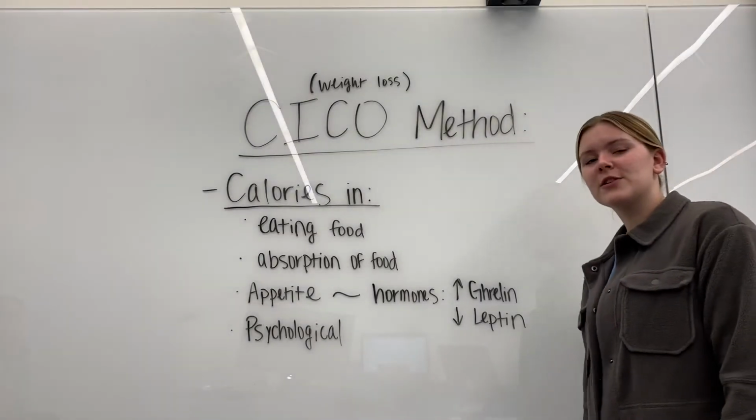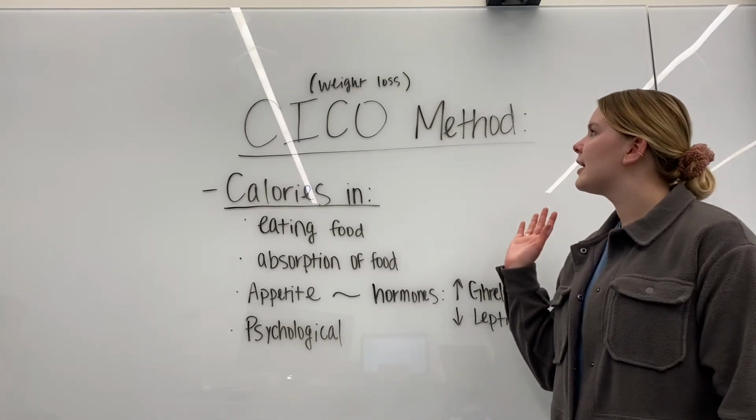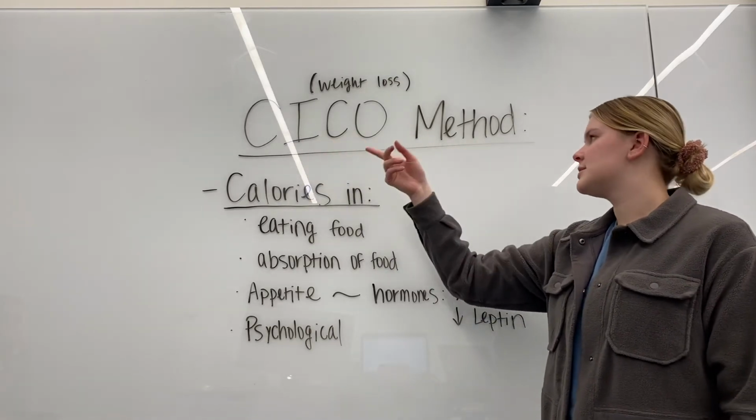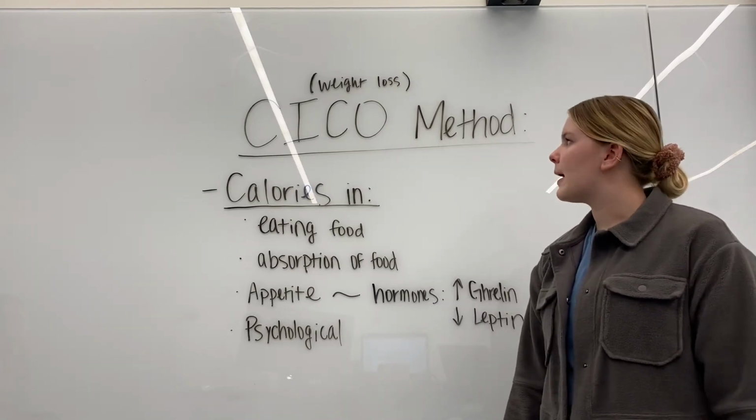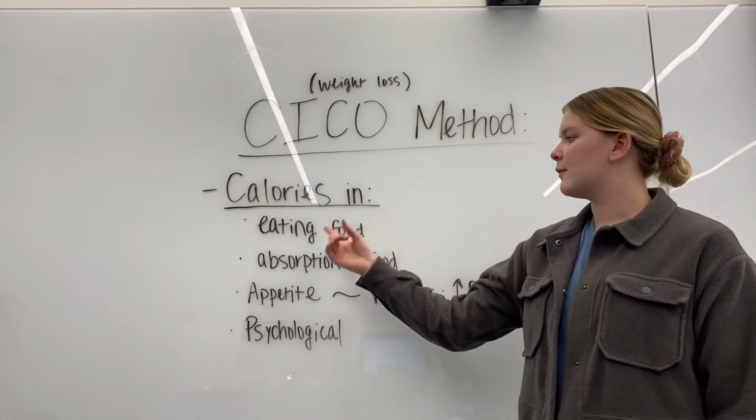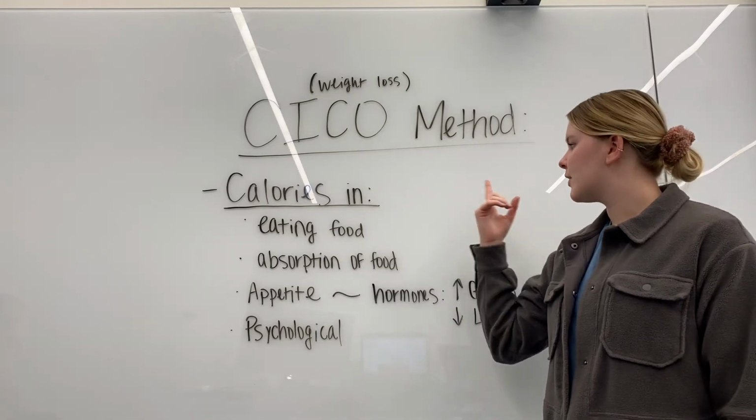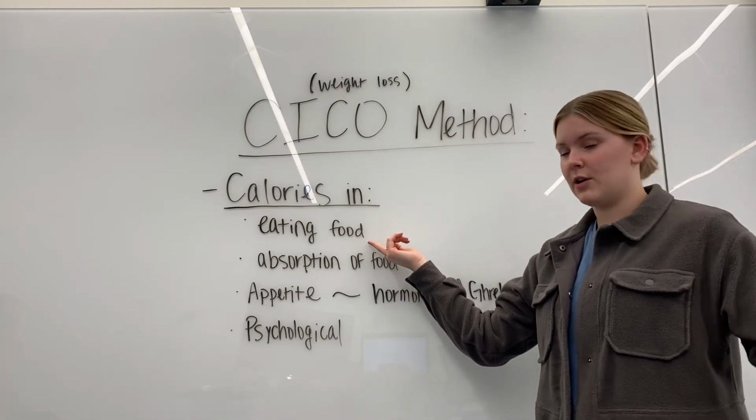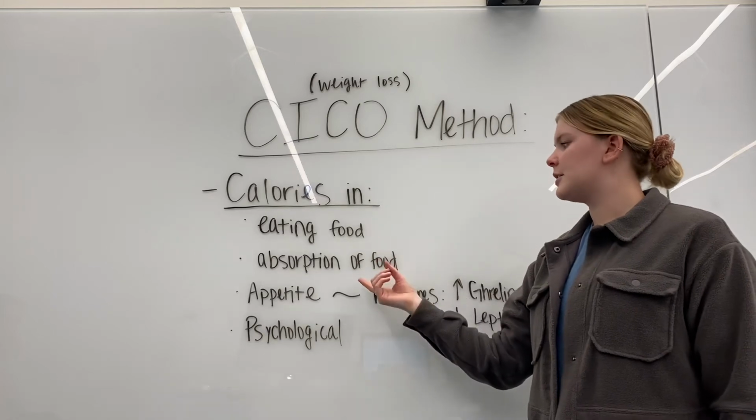Okay, so whenever you are training your client, they may or may not ask you about weight loss. And whenever it comes to nutrition, the calories in, calories out, or CICO method could be something useful that you could inform them about. When it comes to the CICO method, there are 4 factors that affect calories in, or your calorie intake. The first is pretty obvious. It's just eating food, the amount of food that you are eating on a daily basis. The next one would be absorption of food.